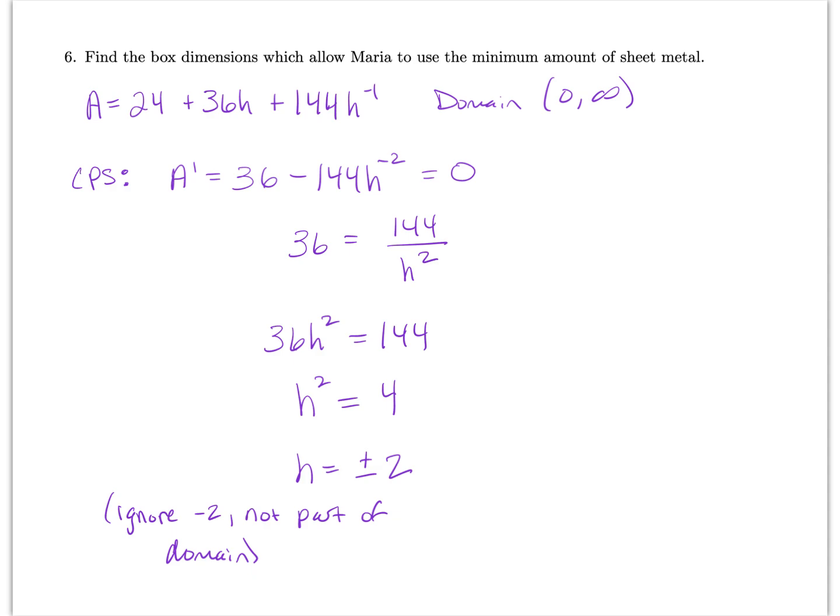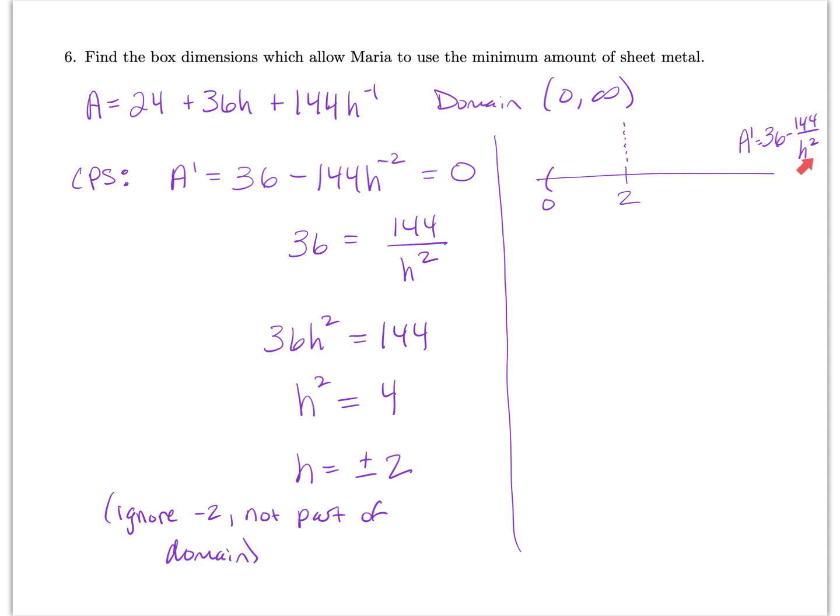So now I just use a sign chart to determine whether 2 is a maximum or a minimum. So here's my sign chart. I'm putting 2 on it with a little fence, and I want to look at A prime, which is 36 minus 144 over H squared. Plug in something smaller than 2, something bigger than 2. I gotta make sure I don't go smaller than 0 because my domain is 0 to infinity. But I'm gonna plug in maybe a 1.